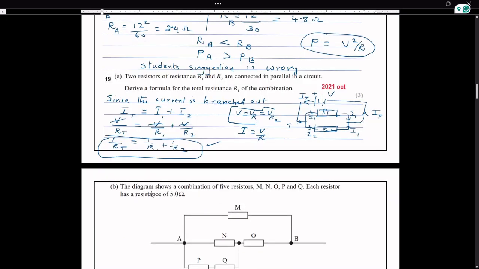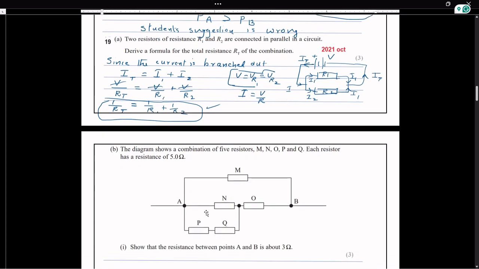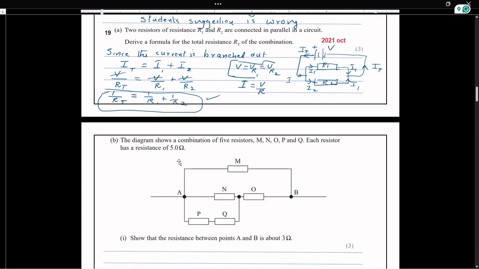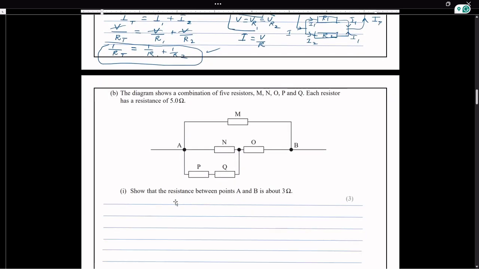Let's move on to the next part of the question. In this, there are 5 resistors M, N, O, P, Q. There are 5 resistors connected and each one is 5 ohm. Show that the resistance between points A and B is, between A and B, because it is a total resistance.